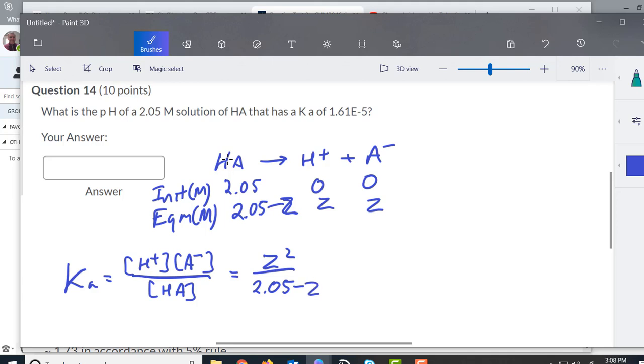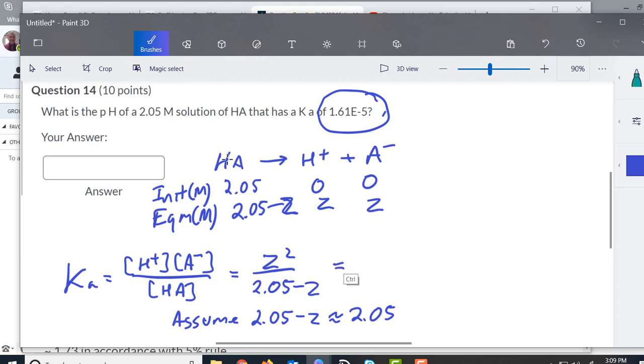Now, because this is a weak acid, and I know that because the Ka is less than 10 to the negative 4, I think it's worth a shot at assuming that this is a weak acid. And if it's a weak acid, what that means is we make this assumption. We assume that 2.05 minus Z is going to approximate out to 2.05. I'm going to point you to my other videos that discuss this kind of question so that you can get a greater understanding of why we make that assumption. Now, it does help with our math here.